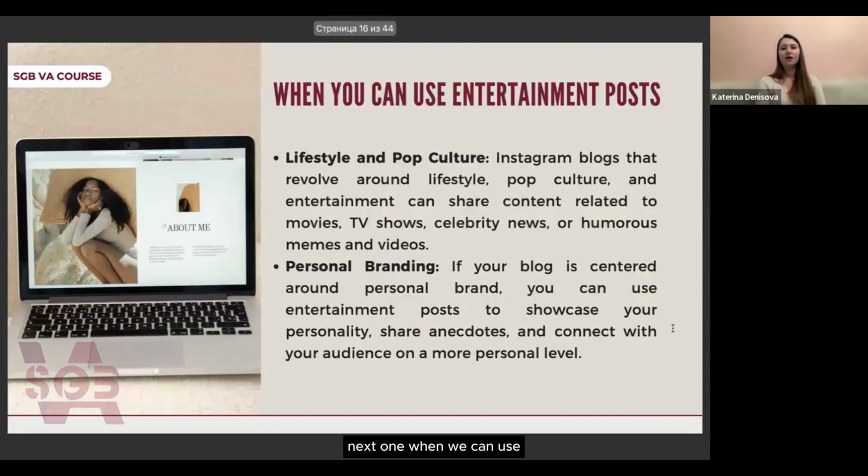Next one, when we can use entertaining posts. Of course, when we are talking about lifestyle and pop culture, Instagram blogs that revolve around lifestyle, pop culture, and entertainment can share content related to movies, TV shows, celebrity news, or humorous memes and videos. Personal branding. If your blog is centered around personal brand, you can use entertainment posts to showcase your personality, share anecdotes, and connect with your audience on a more personal level.